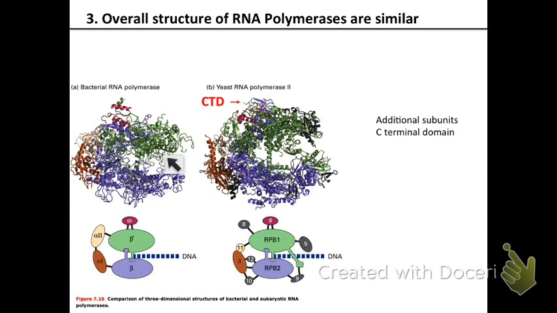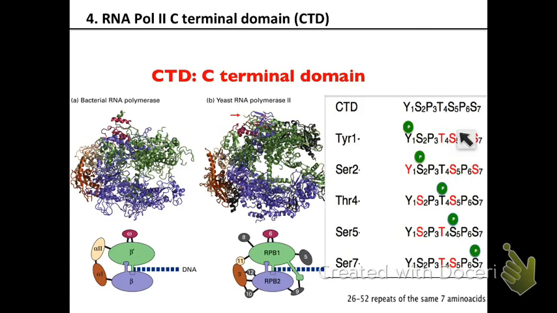But there are certain features that distinguish it. One is that the eukaryotic RNA polymerase has a lot more additional subunits that associate with these core subunits that you also find in the prokaryotes. And in some eukaryotes, but not all, there is the C-terminal domain of the RNA polymerase that sticks out here, which contains multiple repeats of the same amino acids. Okay, so that's the C-terminal domain repeat.